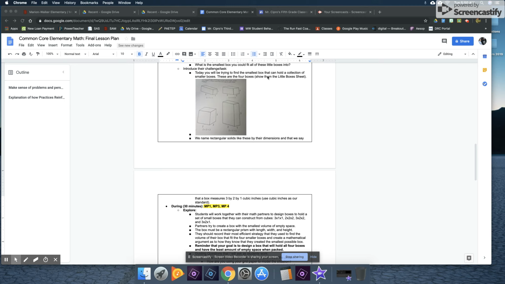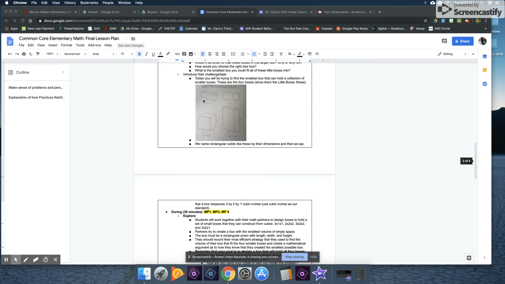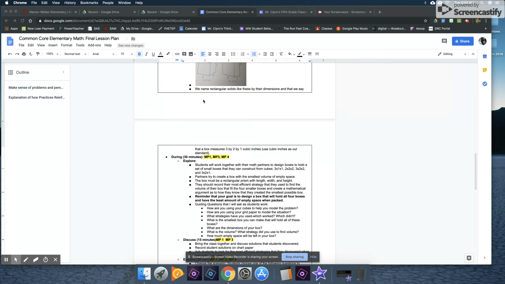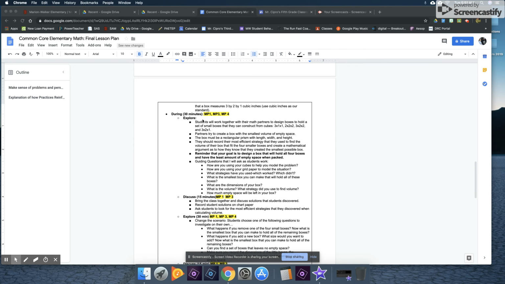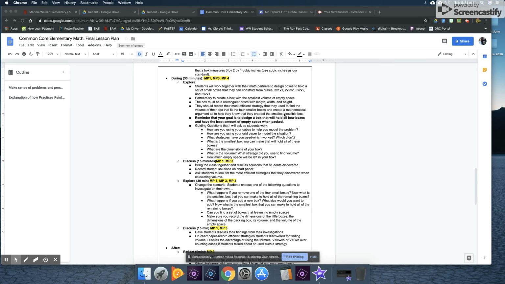Today you'll be trying to find the smallest box that can hold a collection of smaller boxes. These are the 4 boxes, and I'll show them this little box sheet here. And so that will lead to the drawing part, or the explore, for 30 minutes. Students will work together with their math partners to design boxes to hold a set of small boxes that they can construct from cubes: a 3 by 1 by 1, a 2 by 2 by 2, a 3 by 2 by 2, and a 3 by 2 by 1. Partners will try to create a box with the smallest volume of empty space. The box must be a rectangular prism with length, width, and height.